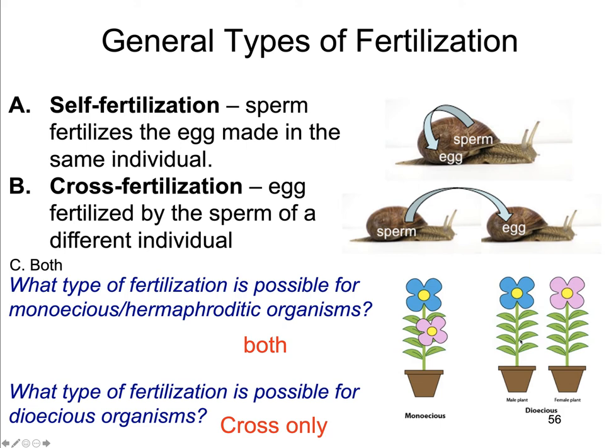cross-fertilization, okay? So if you're a dioecious male plant, you can't fertilize yourself. You can only cross-fertilize a female plant because you only make sperm, and sperm need to find eggs to fertilize. And only this other plant has the eggs, and vice versa.